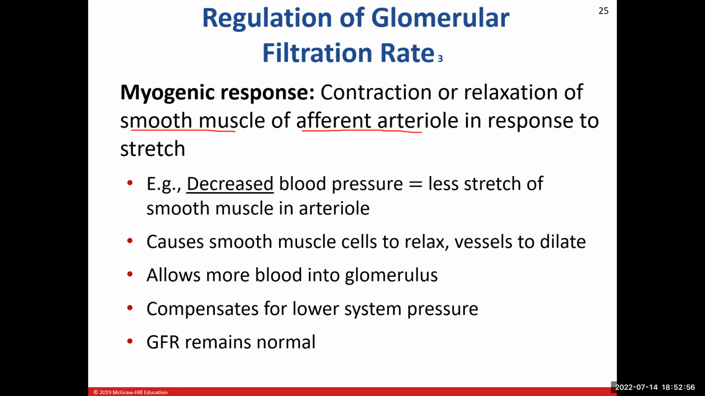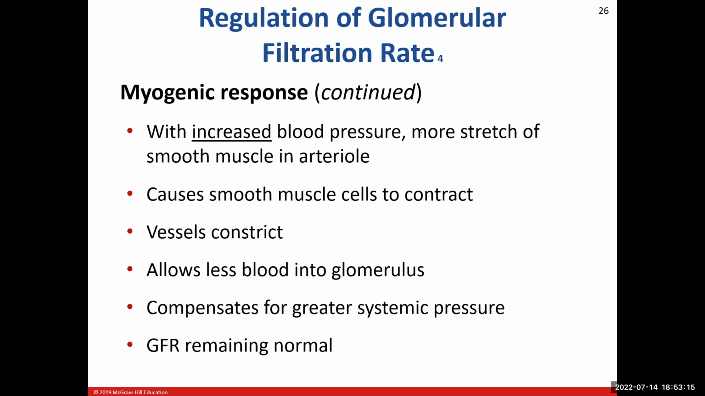So when your systemic blood pressure starts to drop, like for example, your hand gets chopped off, you start to bleed and lose blood, a lot of changes are going on in your systemic blood pressure, but your kidneys are going to be undergoing this myogenic response. And so it's going to, again, try to keep that glomerular filtration rate normal.